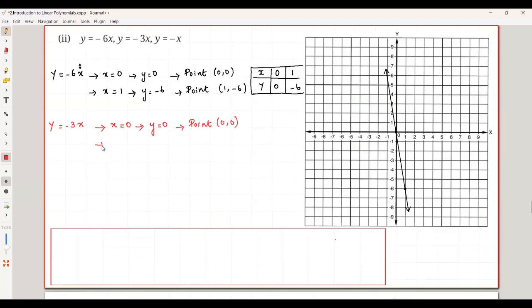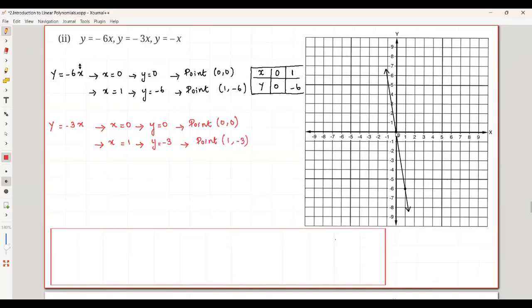Next I'm just choosing x is equal to 1. So in the place of x is equal to 1, minus 3 into 1 is minus 3. So y is equal to minus 3, right? Now the second point will be 1 comma minus 3. This is my second point.